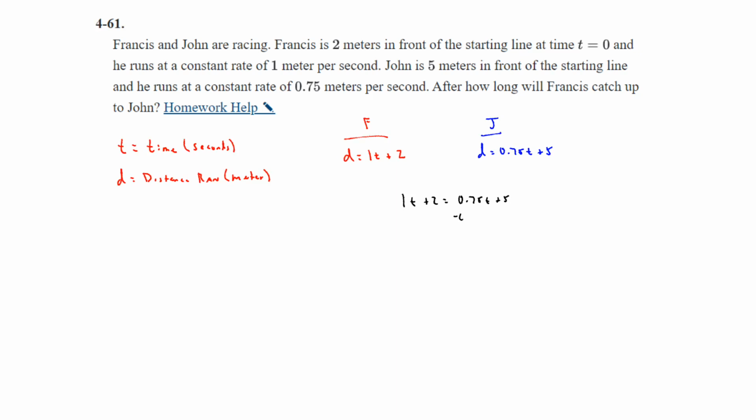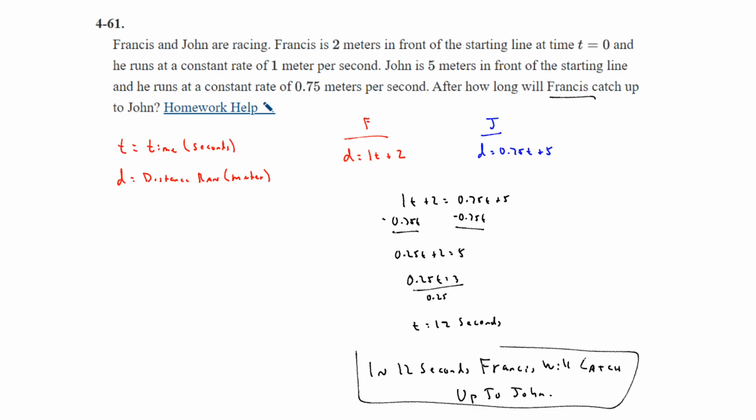So we'll subtract 0.75t, and that'll be 0.25t plus 2 equals 5. Subtract 2, and that would be 3. And then divide by 0.25, and that would represent 12. So 12 seconds is when Francis will catch up to John. So after that, Francis will then be ahead. So make sure we answer the question that is being asked.